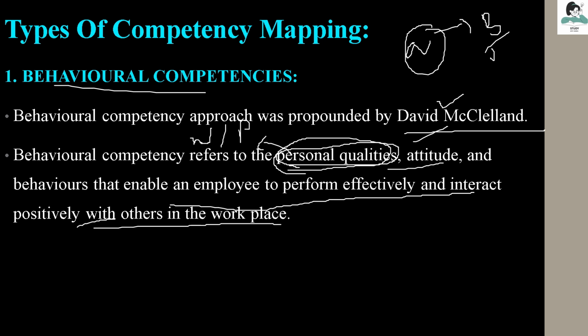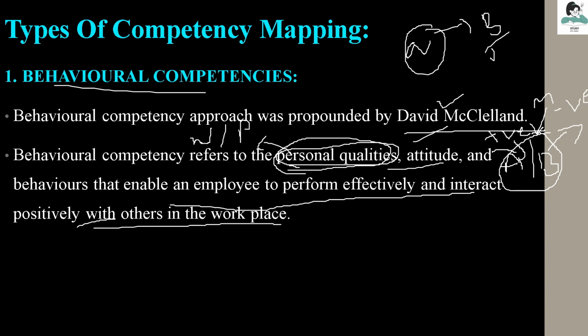Let me take an example here. There are two employees, A and B. Now the manager wants to assign extra work to both of them. Employee A will accept the work and try to complete it on time. But what will employee B do? He will not accept it. His attitude will be like, why should I do this? This is not my work. I'm done with today's work. I'll not do it. So this type of behavior is for employee B. Now, employee A has a positive attitude towards the work and employee B has a negative attitude towards the work, right?